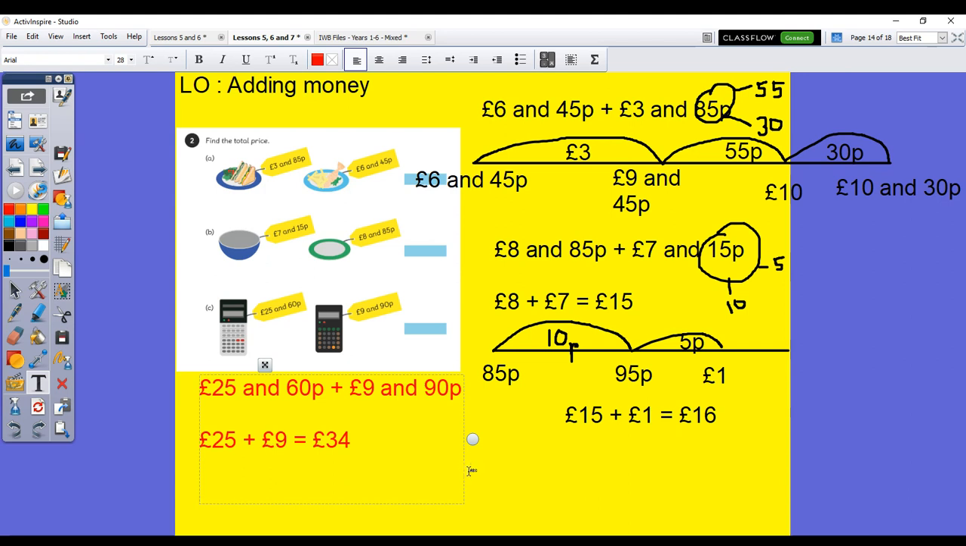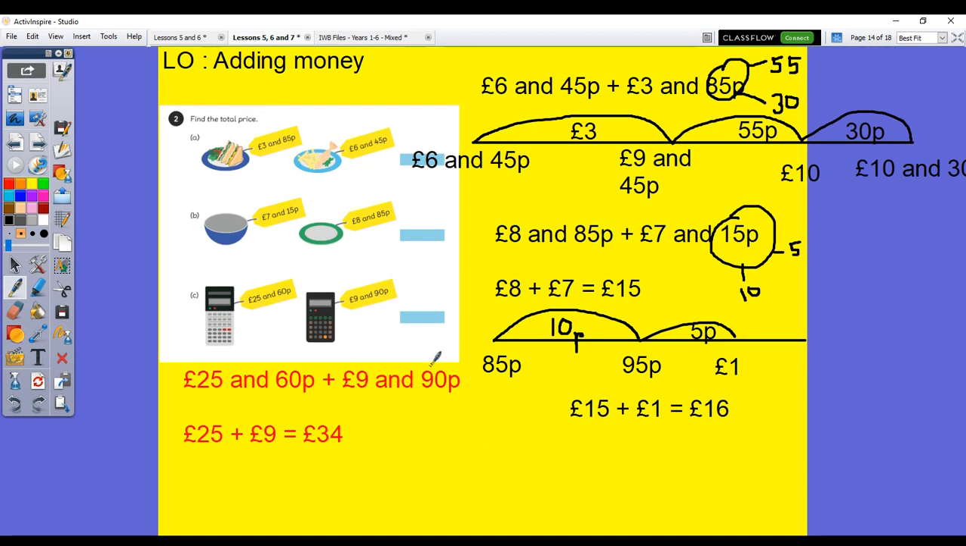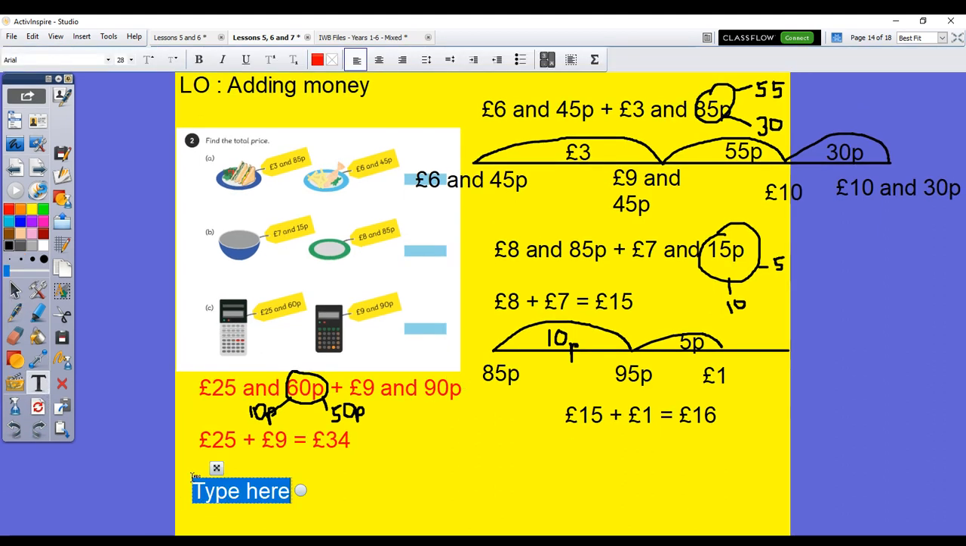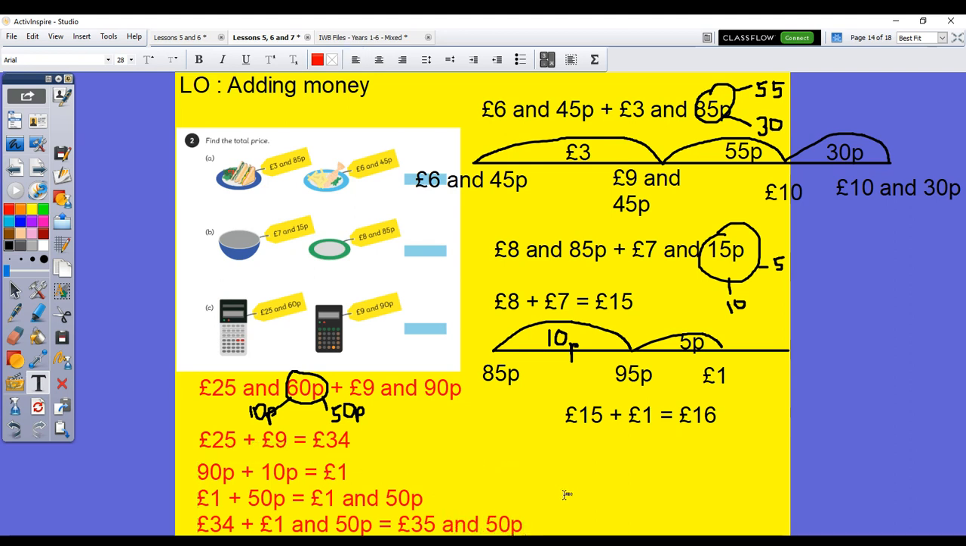Okay, now 90p add 60p. So if we're on 90, how many more do we need to get to £1? We need 10p more to get to £1. So I'm going to partition this into 10p. And how many more do I need to get to 60 if I'm on 10? That's right, 50p. 50p add 10p equals 60p. Okay. So we can do 90p plus 10p equals £1. And then the pound plus 50p equals £1.50. And if we bring that all together, £34 plus £1.50 is going to equal £35.50.